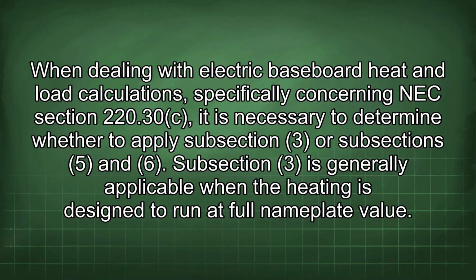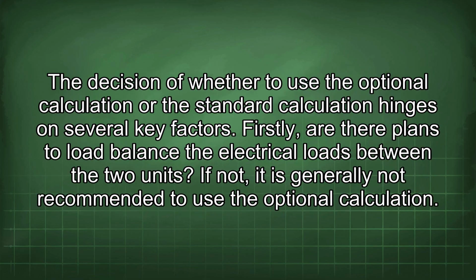When dealing with electric baseboard heat and load calculations, specifically concerning NEC section 220.30, it is necessary to determine whether to apply subsection 3 or subsections 5 and 6. Subsection 3 is generally applicable when the heating is designed to run at full nameplate value. The decision of whether to use the optional calculation or the standard calculation hinges on several key factors.